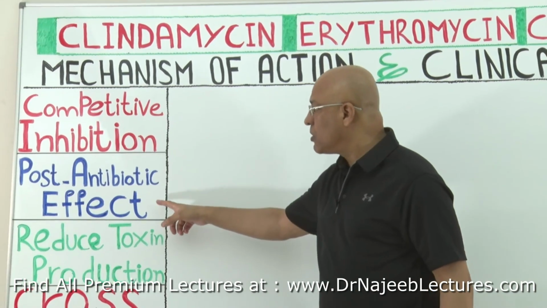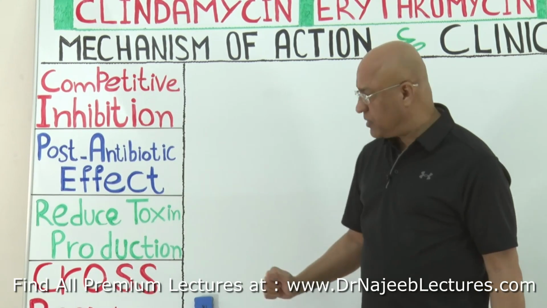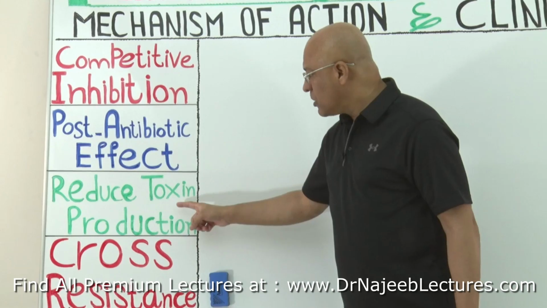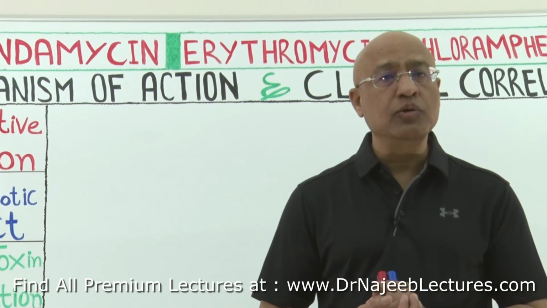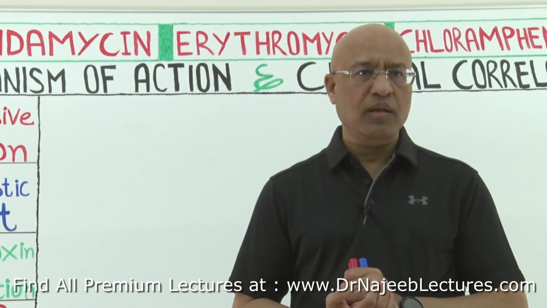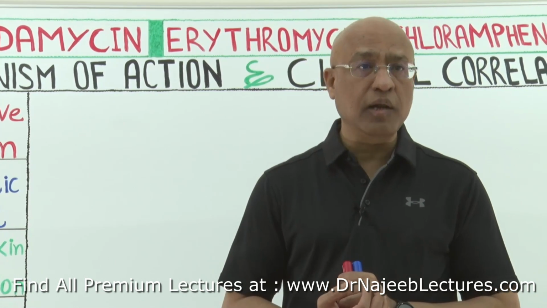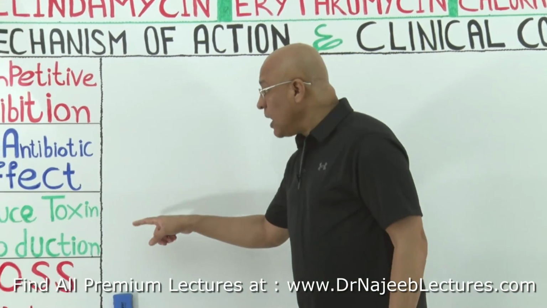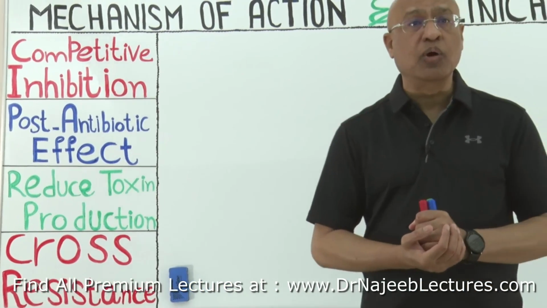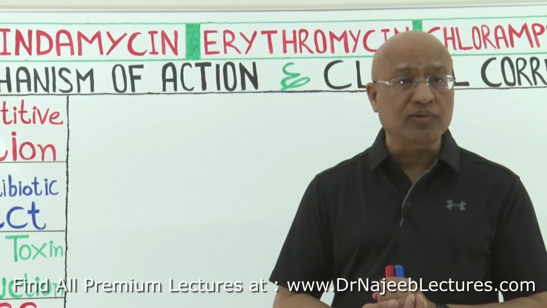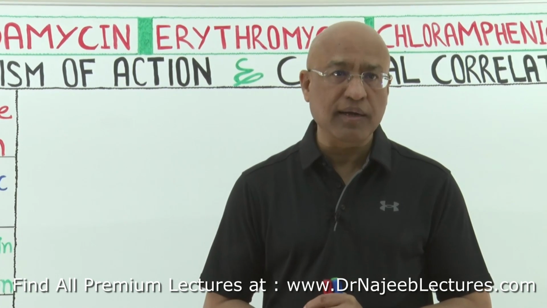We will also talk about a very special concept, which is the post-antibiotic effect related to clindamycin, and a very special function of clindamycin: not only does it reduce bacterial proliferation, or in higher doses kill bacteria, but it also reduces production of toxins by staphylococci and streptococci, especially toxic shock syndrome toxin and alpha toxins. How such toxins are managed by clindamycin.